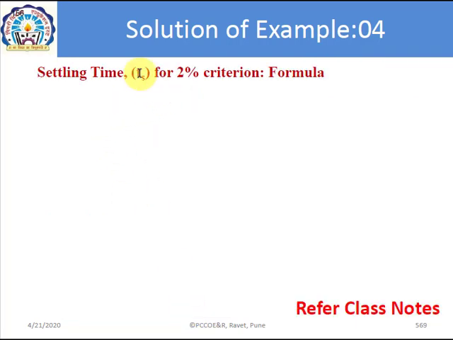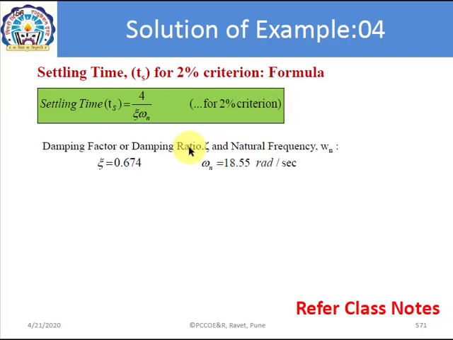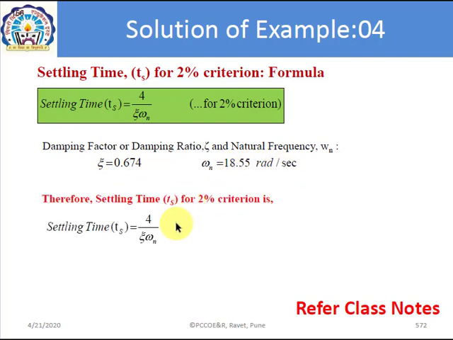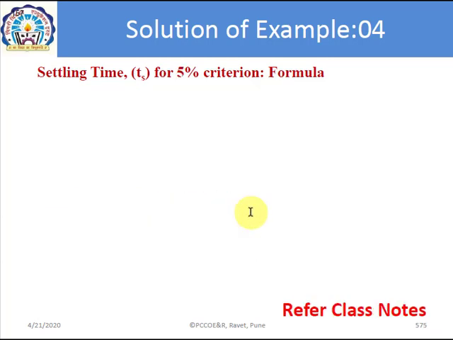Next, settling time, Ts. There are two types of settling time: one is for the 2% criteria and the second is for the 5% criteria. We'll first find it for the 2% criteria. Settling time Ts is given by 4 upon zeta omega n for the 2% criteria. The damping ratio zeta and natural frequency we already calculated: zeta is 0.674 and omega n is 18.55 radians per second. From here we will get the settling time. After substituting, the settling time is approximately 0.3199 seconds. This is for the 2% criteria.